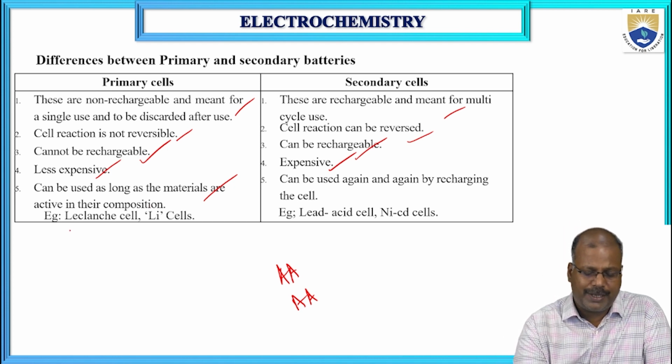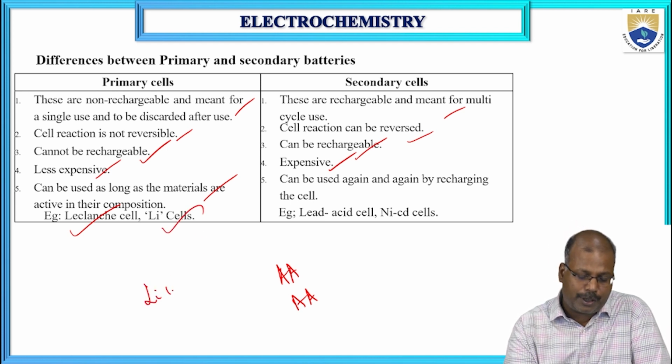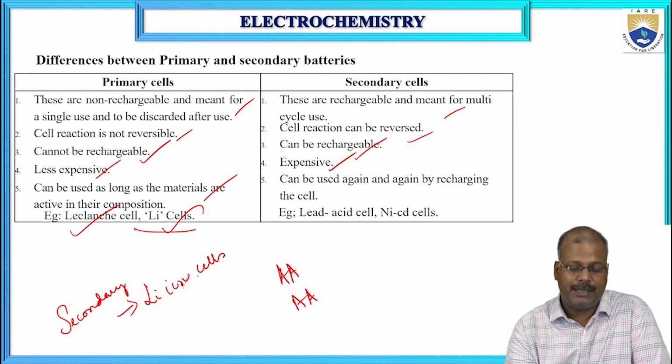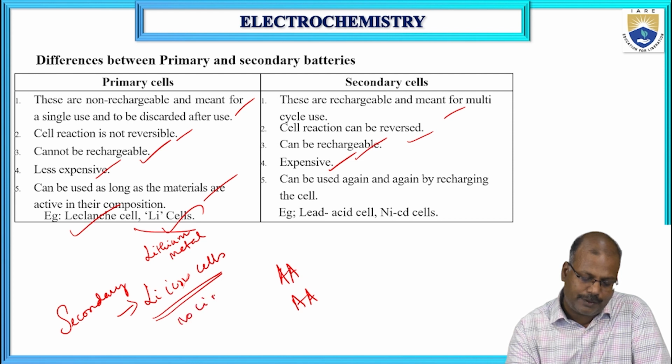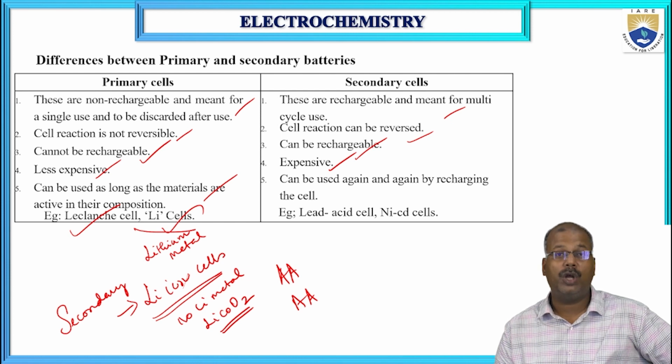Among primary batteries, we have Leclanche cells and lithium cells. Lithium ion cells means this is a secondary battery, whereas lithium cells means lithium metal is used here. This is a primary battery. Okay. Lithium metal here. In lithium ion, it is not lithium metal; it is in the form of a compound.